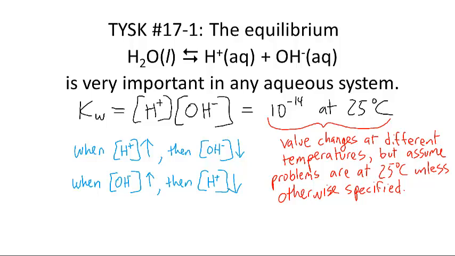The other good piece of news about this is if I know how to measure one of these concentrations, I can always find out the other one. So if I know the concentration of H plus, I can automatically calculate concentration of OH minus. If I know the concentration of OH minus, I can automatically calculate concentration of H plus. All right. So if you know one, you can calculate the other.